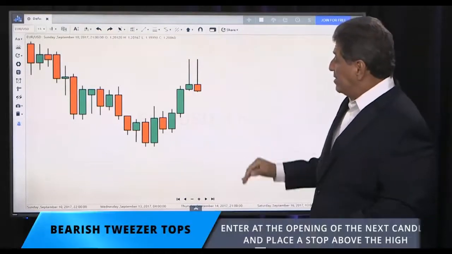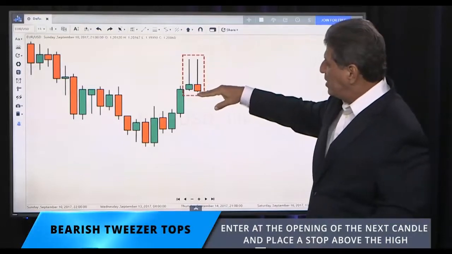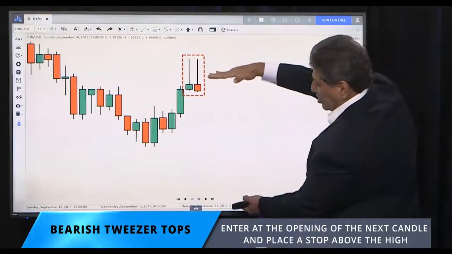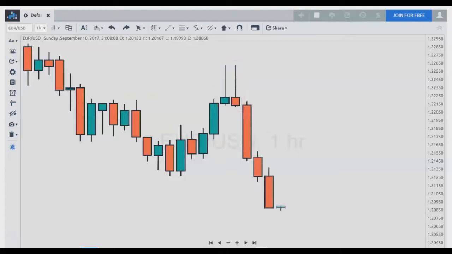How do you trade this? See, this tweezer top, you trade it by entering at the opening of the next candle, placing a protective stop loss order, risk versus reward. That's what trading is all about. And then here we have the market taking off in our direction.